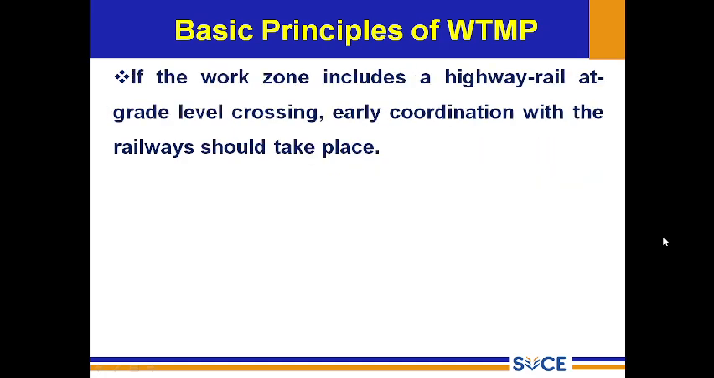If the work zone includes a highway rail upgrade level crossing, early coordination with the railway should take place. So whenever an upgrade level crossing is there, accordingly you need to get prior permission from railways. Suppose you are closing the railway gate and providing some other alternative route, or diverting traffic completely to the other road where a vehicle underpass, a rail underpass, is there. Accordingly, you need to get prior permission from the authorities.